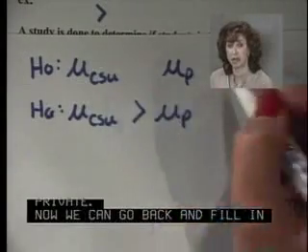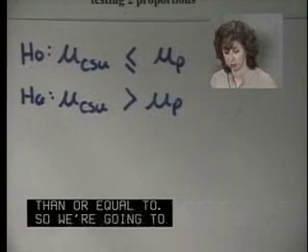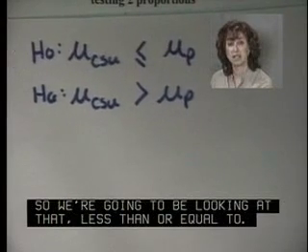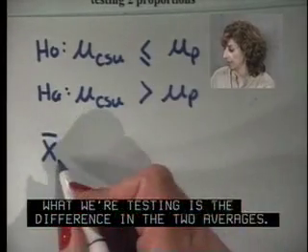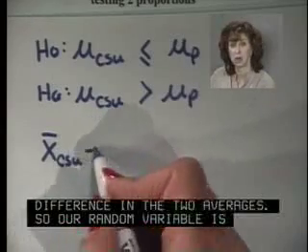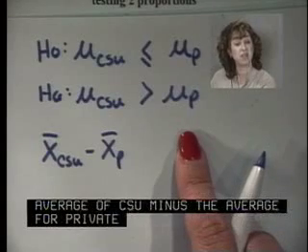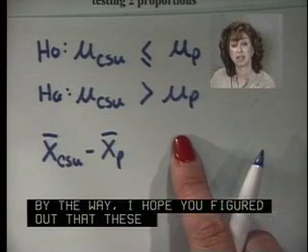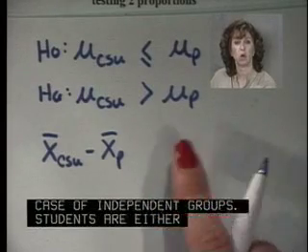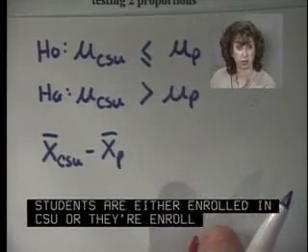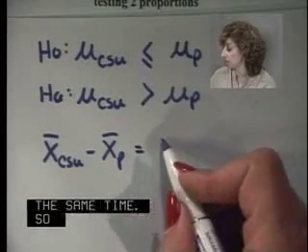The opposite of greater than is less than or equal to. So we're going to be looking at that, less than or equal to. What we're testing is the difference in the two averages. So our random variable is the average of CSU minus the average for private. By the way, I hope you figured out that these are a case of independent groups. Students are either enrolled in CSU or they're enrolled in private. They're not enrolled in both at the same time. So CSU minus private.